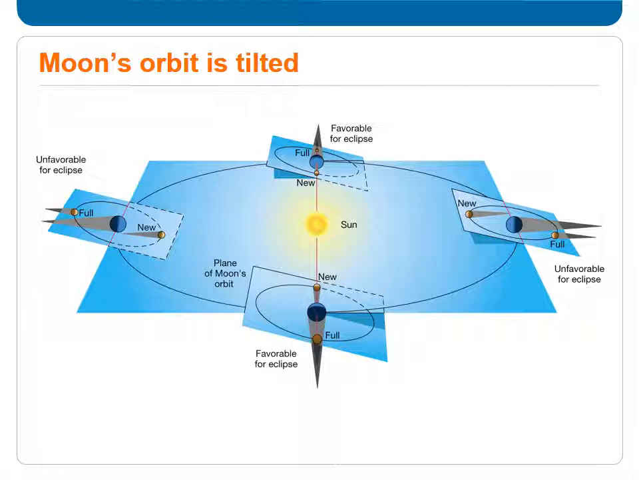But being only 5 or 6 degrees from the ecliptic means that the moon's path across the sky as it rises in the east and then sets in the west follows a path very close to the sun's path, the ecliptic.